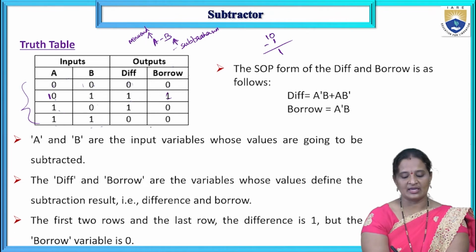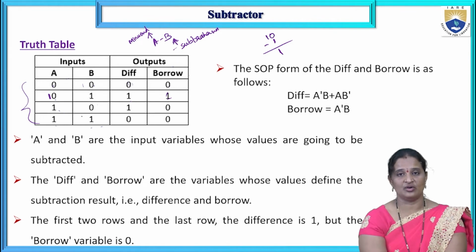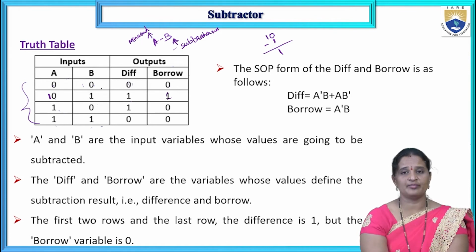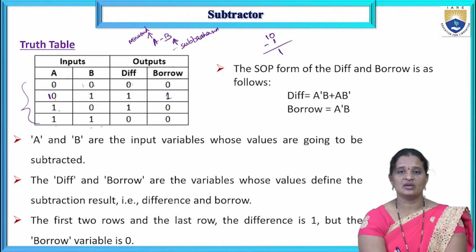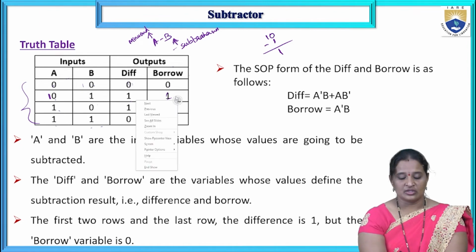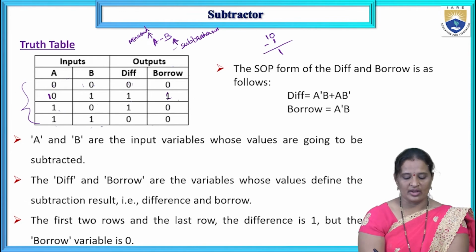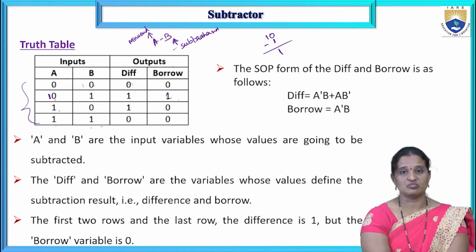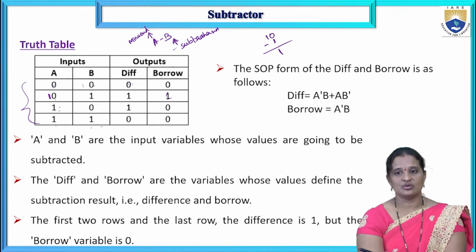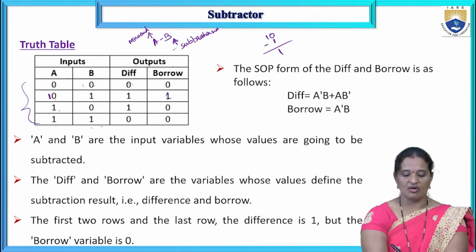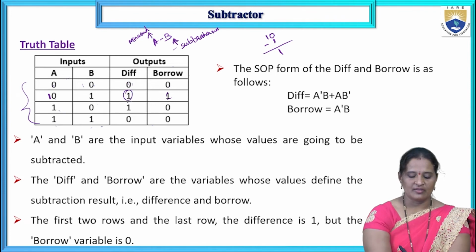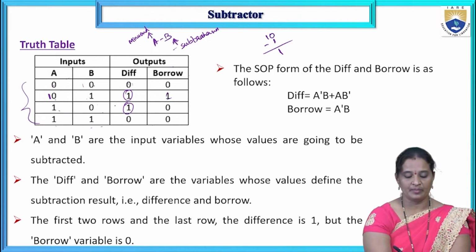And from the truth table, I can say that the difference output is equal to 1 when either of the inputs is equal to 1. When both the inputs are the same, the difference output is becoming 0. Coming to the borrow, the borrow output is equal to 1 when the minuend is smaller than the subtrahend. That means when B is equal to 1 and A is equal to 0, in that case, the borrow output becomes 1. So this is the truth table.